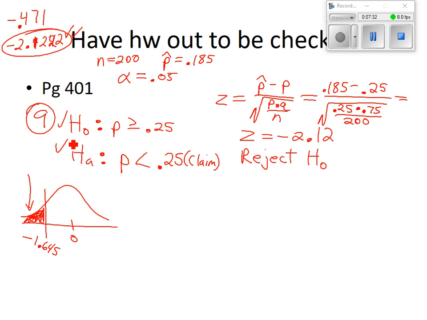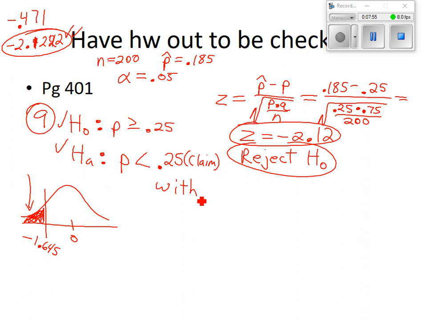3 points for these things. Get this, your graph, that's another couple points. Your Z here, that's another point. Another point for deciding whether to reject or fail to reject. And then the final points come from our interpretation here.